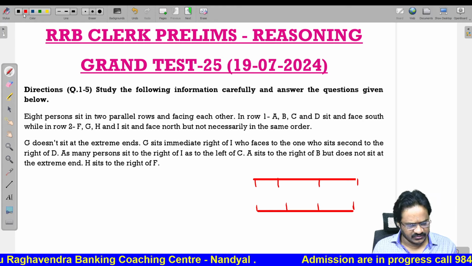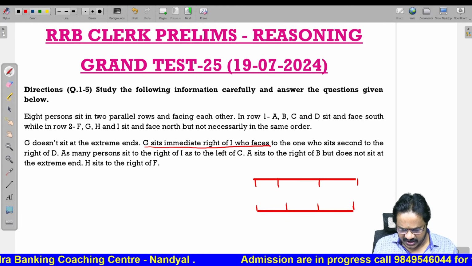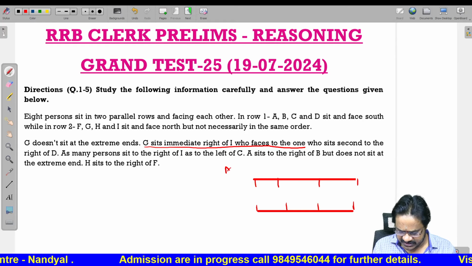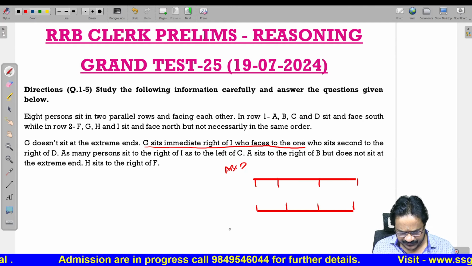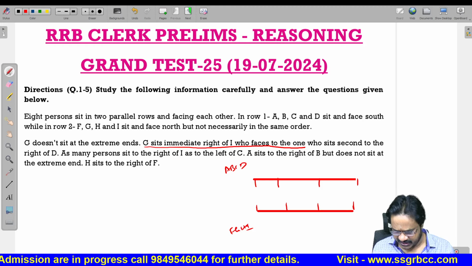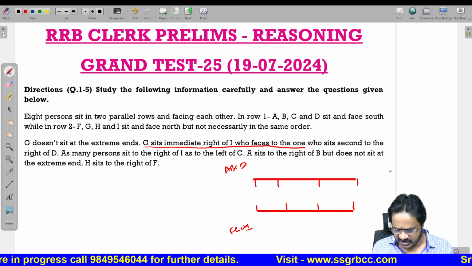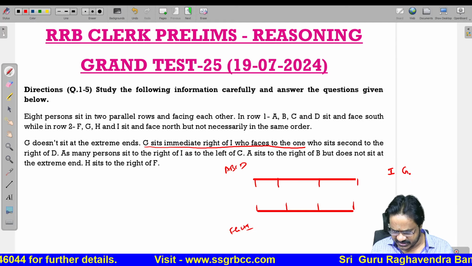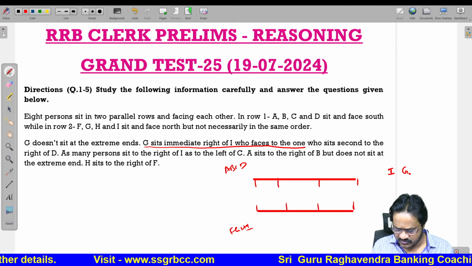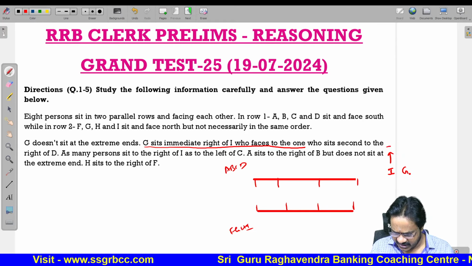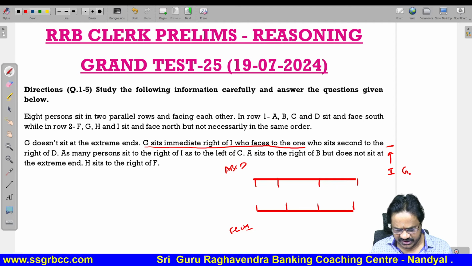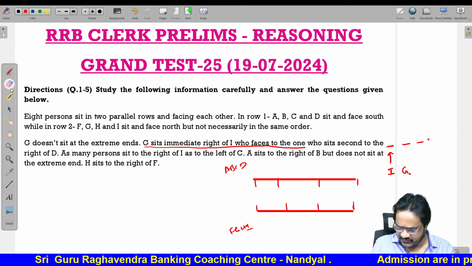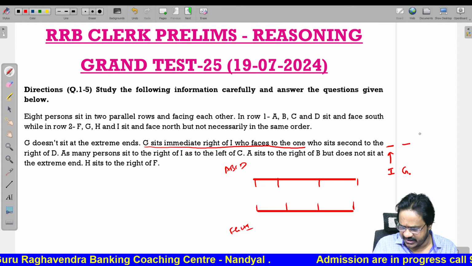Okay. Now, G sits to the immediate right of I. So here we will get A, B, C, D. Here we will get F, G, H, I. Immediate right of I we will get G. Who faces? I faces the person who is second to the right of D. Who is second to the right of D? That means here we will get D.